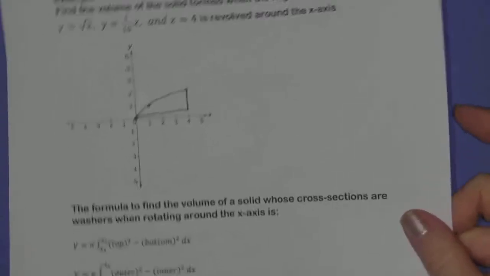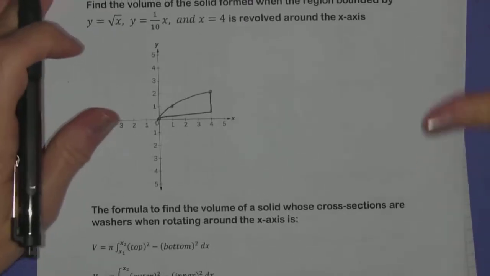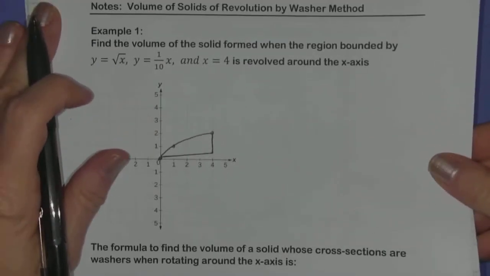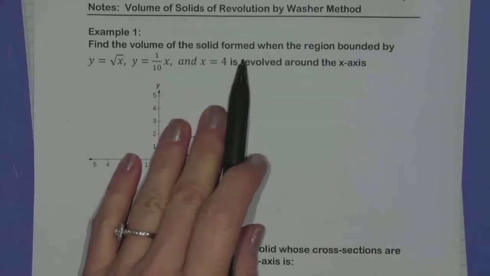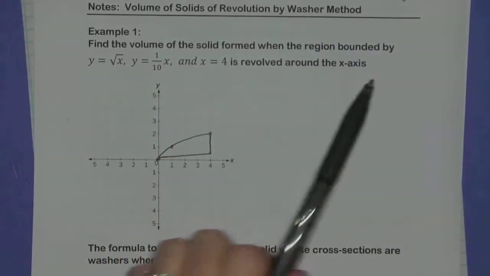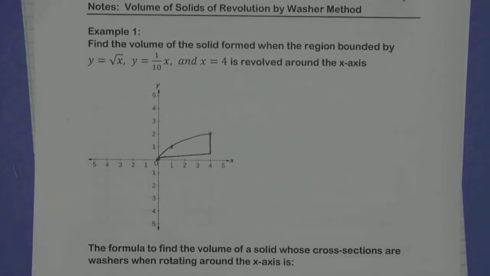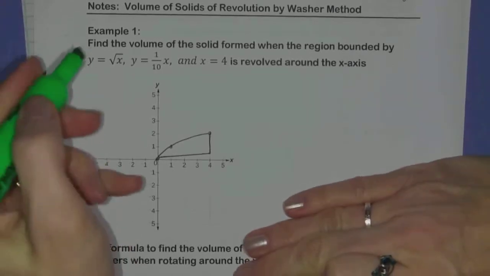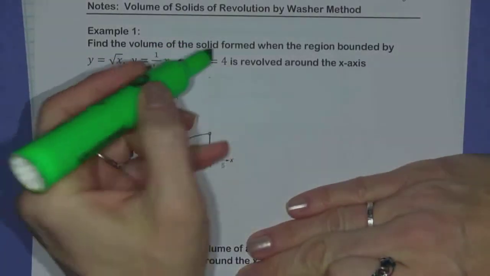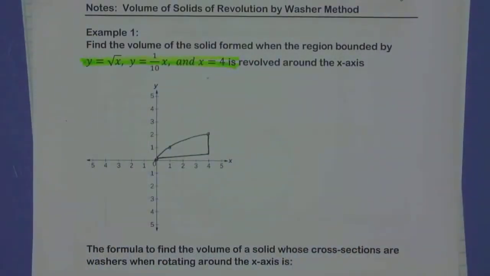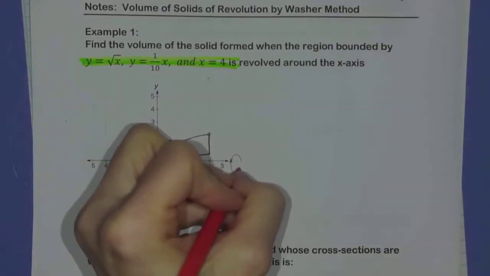So you have this note sheet here, and we're going to take a look at example one. Let me pull this down here. Example one says, find the volume of the solid formed when the region bounded by, here we go, let me grab a highlighter, the region bounded by y equals square root of x, y equals 1/10 x, and x equals 4. So those three items are revolved around the x-axis.